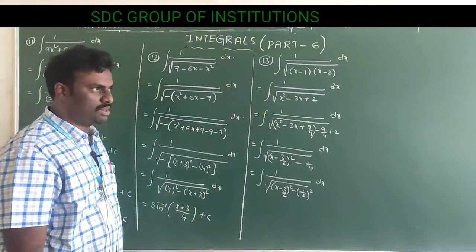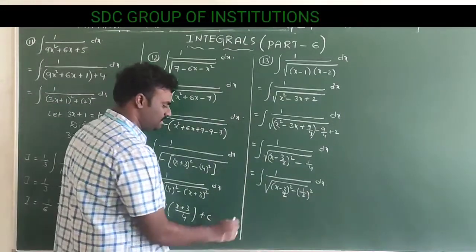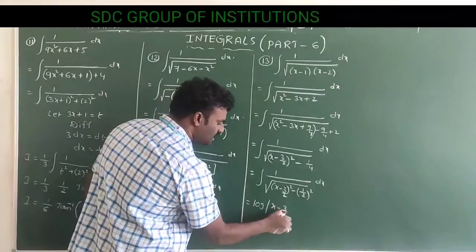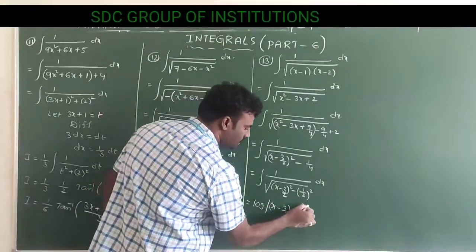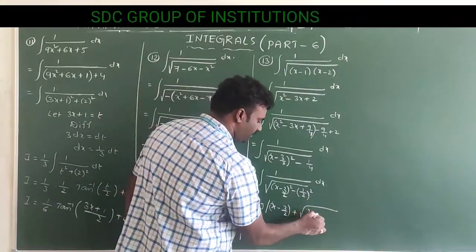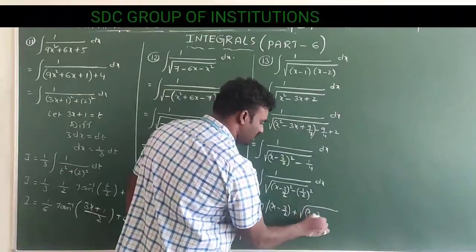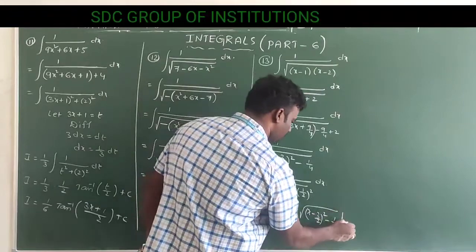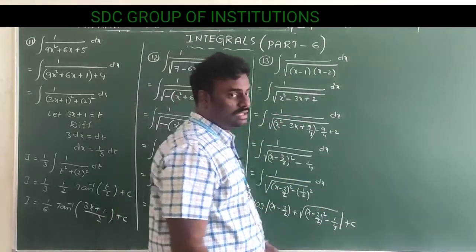Now it is in the form of 1 by under root of x square minus a square. Log mod x plus under root of x square minus a square plus c. That is the answer.